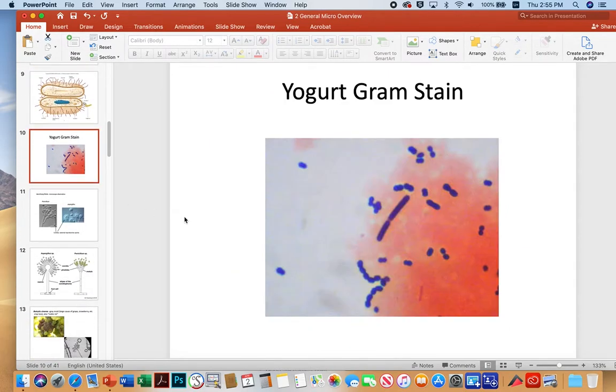Here's a picture of a gram stain of yogurt, and so you can see the lactobacilli, for example, the gram-positive lactobacilli, they've stained purple, and then the gram-positive streptococcus that we typically use to make yogurt. And here's a cloud, this pink cloud. Here's a cloud of milk proteins.